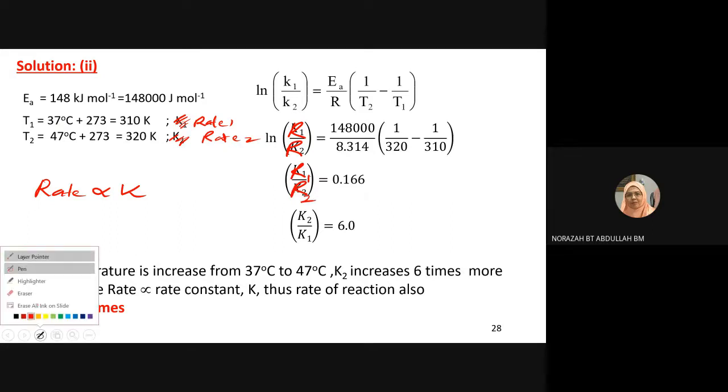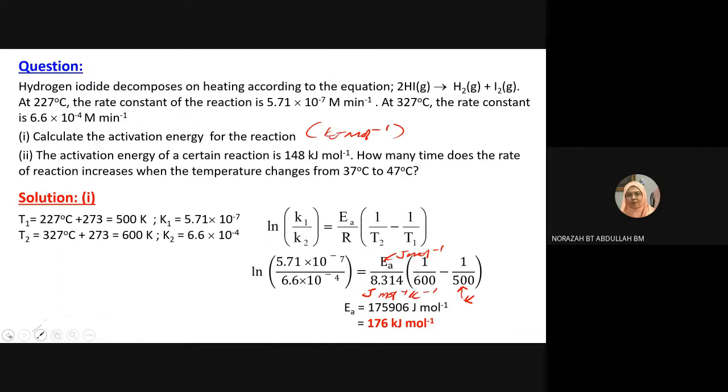Soalan tanya, how much increase when temperature is increased from 37 to 47? The activation energy of certain reaction is 148. How many times does the rate of reaction increase when temperature changes from 37 to 47? Jadi EA dah ada, temperature ada, how many times rate increase?